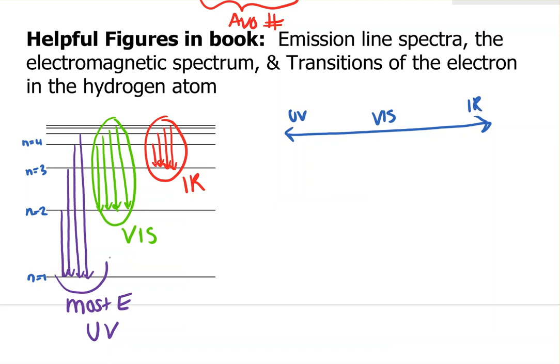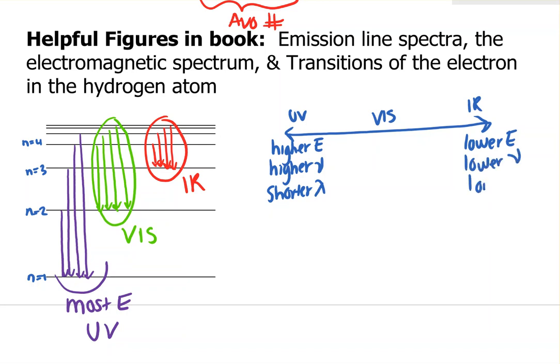So visible, this is our electromagnetic scale, part of it. Okay, so the ones that drop to the first have the most energy, and they're in the UV, so these are higher energy. They're going to be higher frequency and shorter wavelength. And at the other extreme, these transitions that don't involve as much energy, those photons will be lower energy, lower frequency, and longer wavelength.